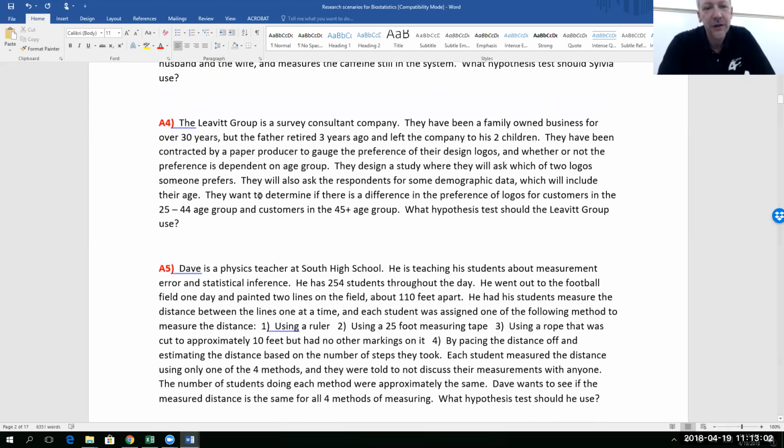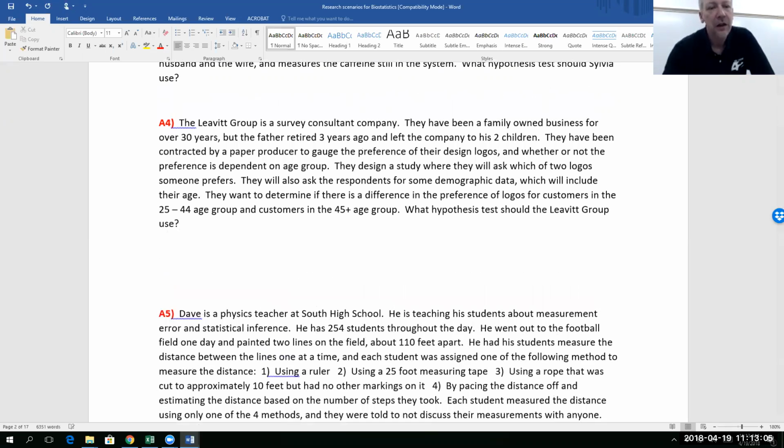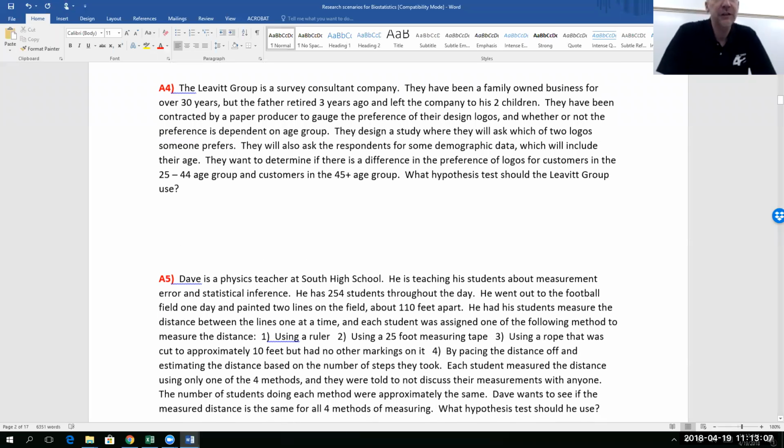Oh, this is a good one. Levitt Group is a survey consultant company. They have a family-owned business. Father retired 3 years ago and left the company with his 2 children. They have been contracted by a paper producer to gauge the preference of their design logos and whether or not the preference is dependent on age group.